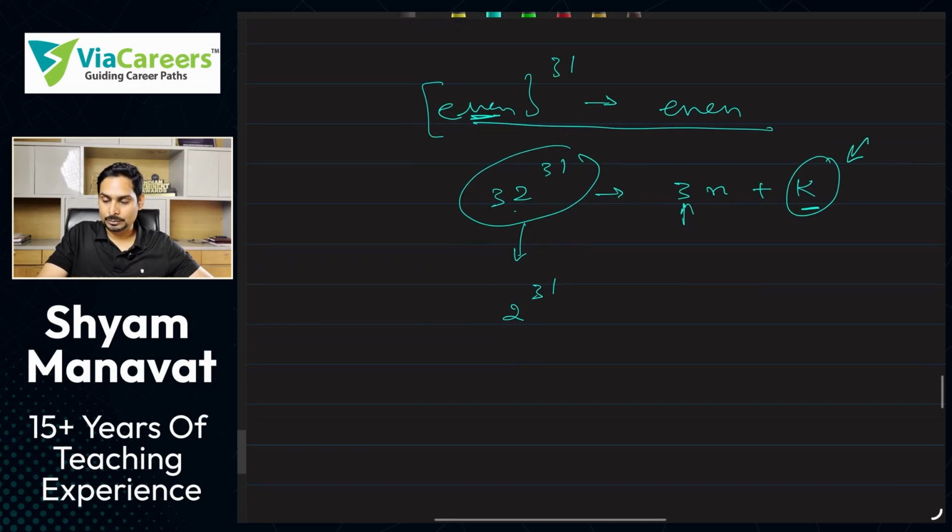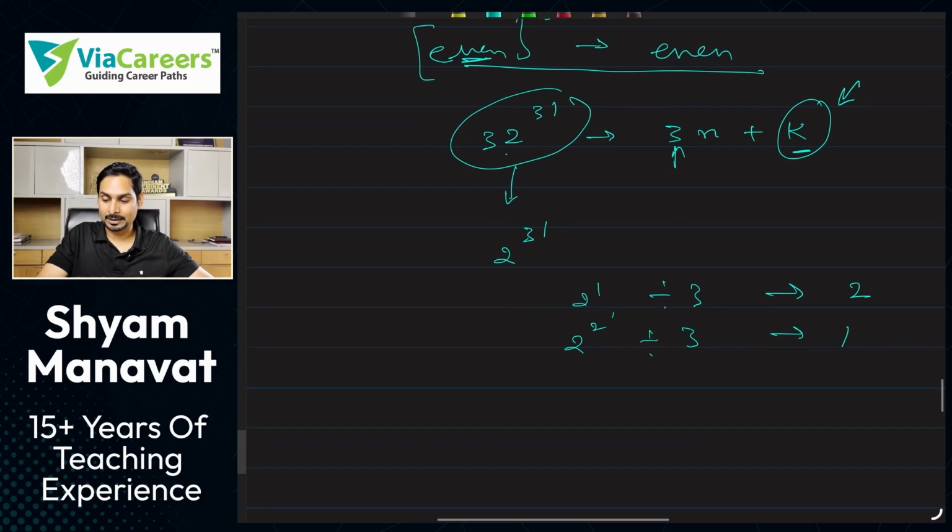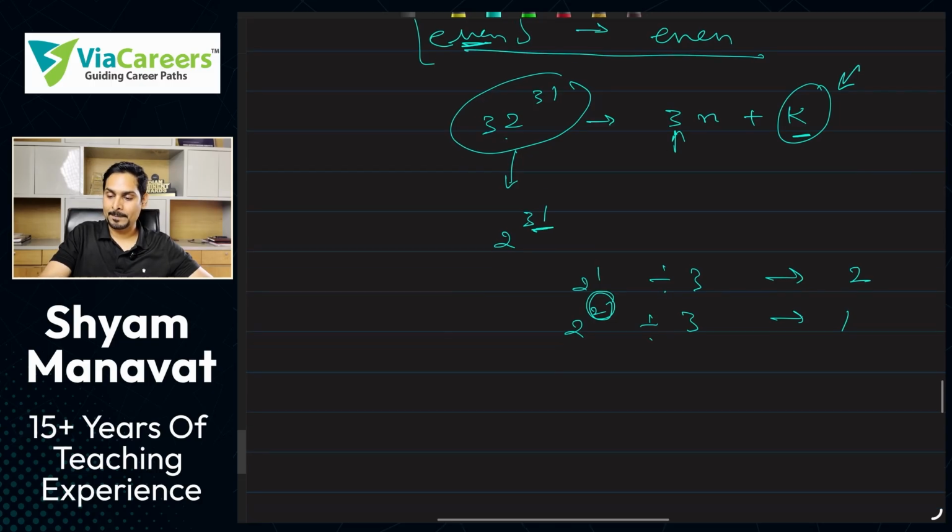Then 2 to the power 1, when divided by 3, the remainder is 2. But 2 squared, which is 4, when divided by 3, the remainder is 1. So I need to convert the power into 2 multiple something. So this 31 I can write as... just have patience, you are going to understand for sure. Just don't give up.